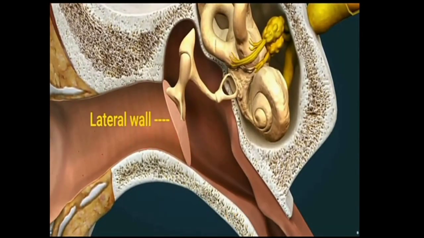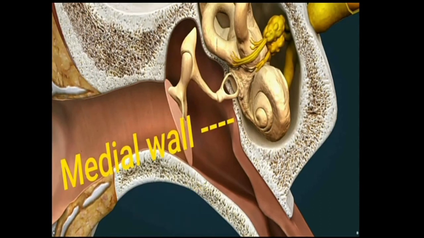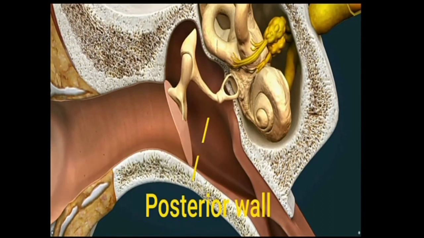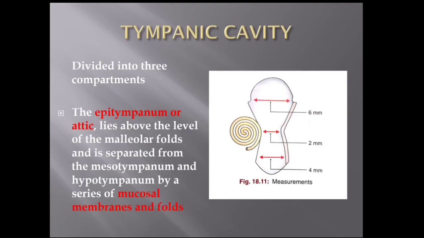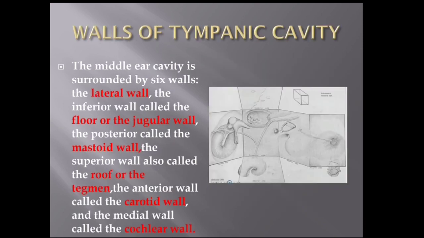Lateral wall, roof, floor, medial wall, posterior wall. This tympanic cavity is divided into 3 compartments: epitympanum, mesotympanum and hypotympanum. This is the epitympanum, mesotympanum and hypotympanum part of the tympanic cavity.